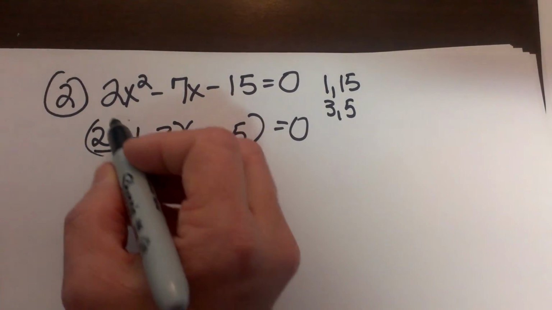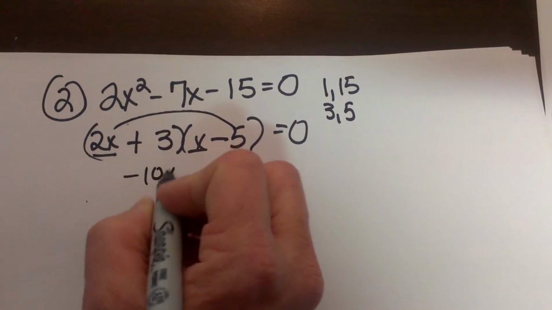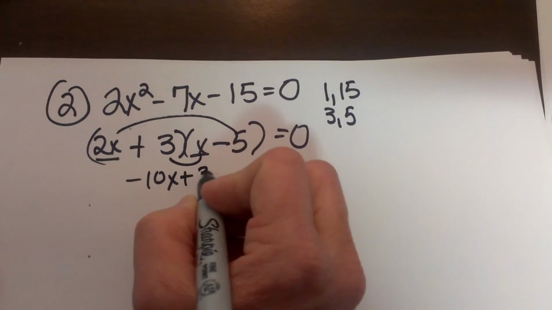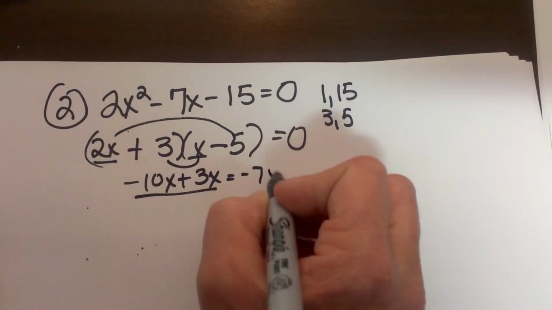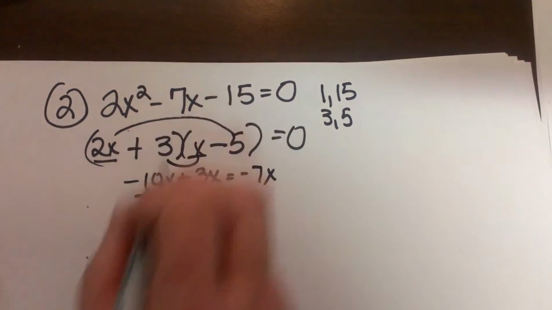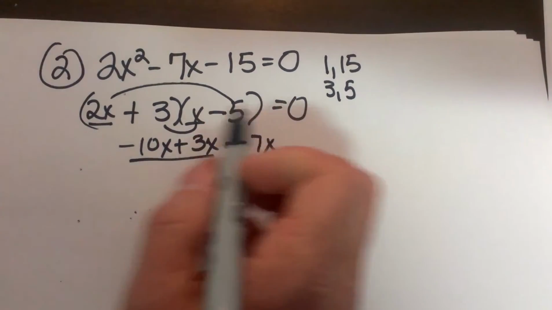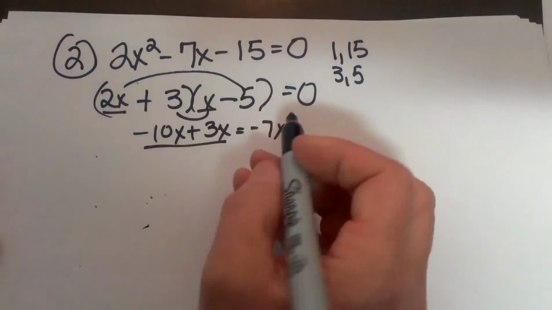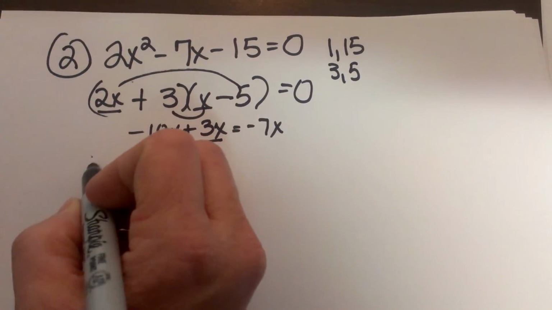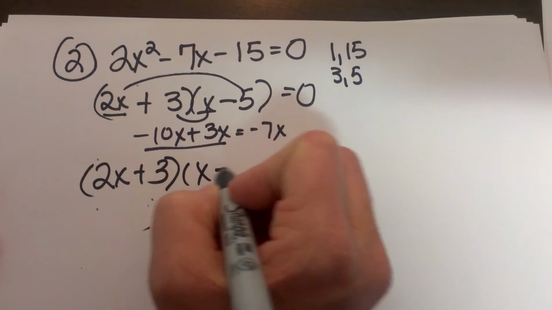But let's try that. Okay, when you FOIL, remember we check the outer, that's negative 10, and the inner is positive 3x, so that adds up to negative 7x. That's the right number. Okay, had it been the right number but the wrong sign, I would have flipped the signs. Or if it hadn't worked, I could have flip-flopped the 3 and the 5 and tried again. Okay, so this is the correct factoring. So I'm going to rewrite the correct factoring down here just to clean this up.